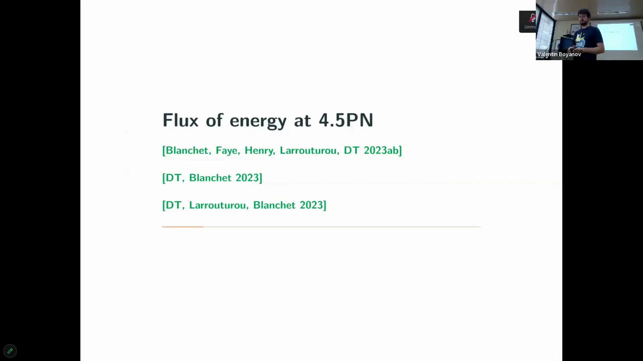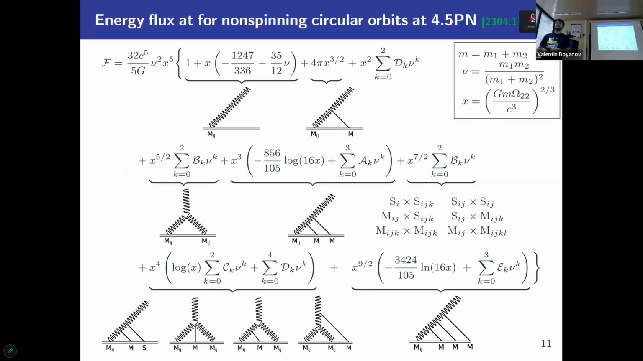So the first result I want to present is the flux of energy at 4.5 PN order. Lo and behold, the big guy, but I'm not giving all the coefficients yet. For notation, this m is the total mass of your two objects, nu is the symmetric mass ratio, and x is your frequency variable. At lowest order, if you just look at flux equals this thing here, this is the quadrupole formula, Einstein's quadrupole formula. And you can get a 1 PN correction to it, which reads like this.